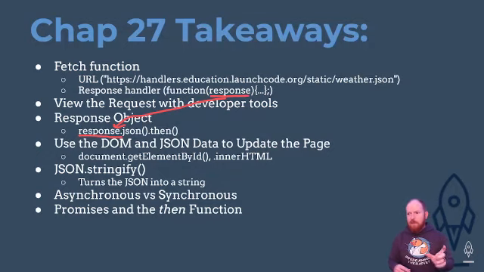rather than doing JSON dot weather, whatever the key is. If you just do JSON, it says object whenever you display it. If you do this JSON.stringify and display that, it'll actually display the whole entire text as a string. So really good for debugging.